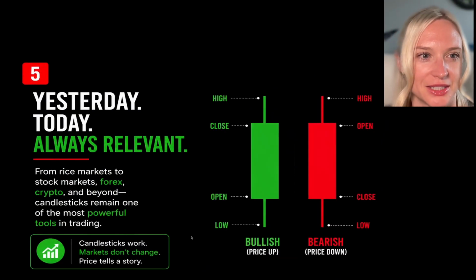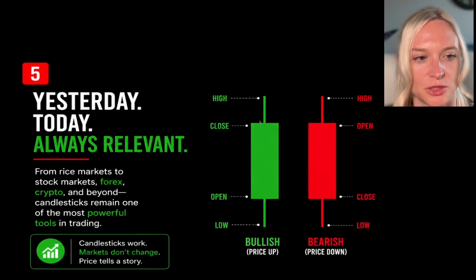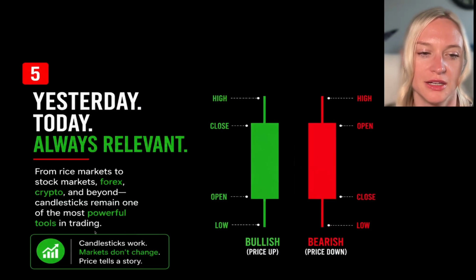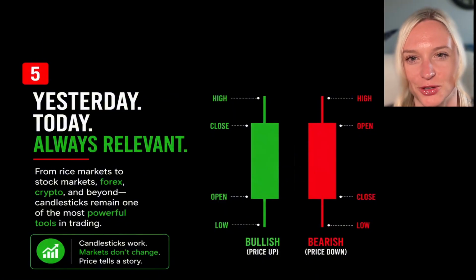All right. So yesterday, today, and always relevant. This candle could be today, could be 4 hours, could be 1 minute, depends on what you're trading. From rice markets to the stock market, forex, crypto, and beyond, candlesticks remain one of the most powerful tools in trading. 100% the most powerful tool. It's like learning a brand new language, reading the candles.